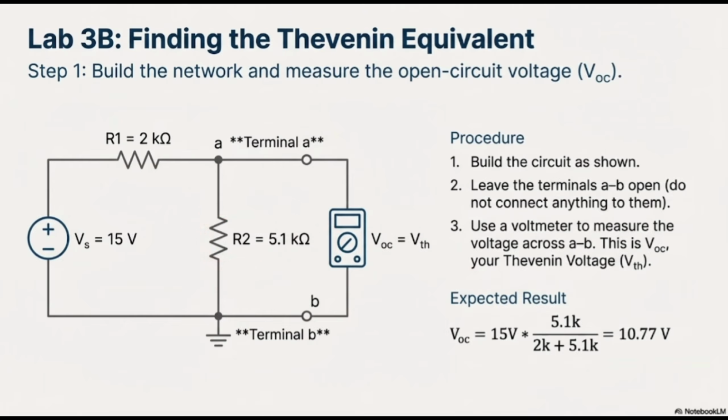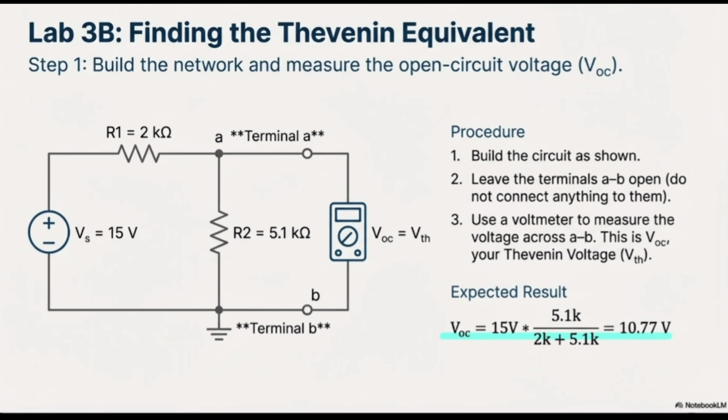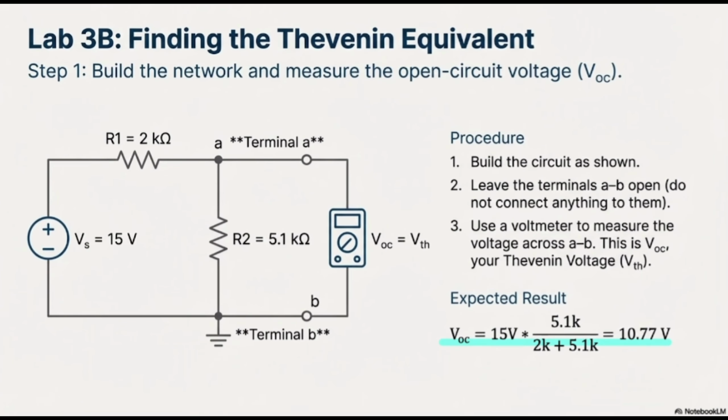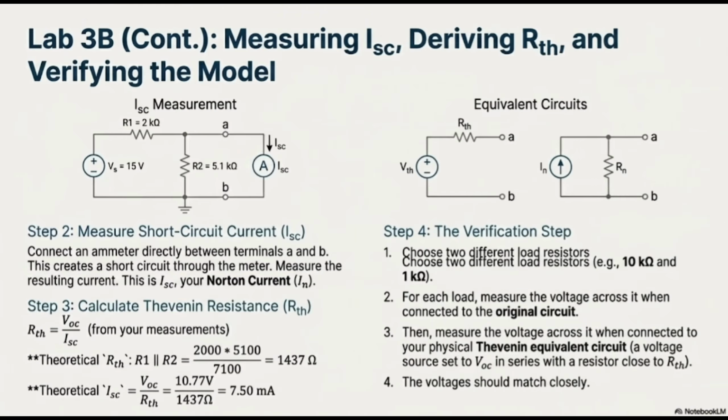At this point we are going to use the easier way, because we know that V open circuit is going to be 15 multiplied by what? By 1.5k, which is this resistance, divided by the sum of all of those resistances. And finally, we are going to have the voltage 10.77. Next, we are going to show you that whether we use the simulation or the practical, both of them are going to be the same.